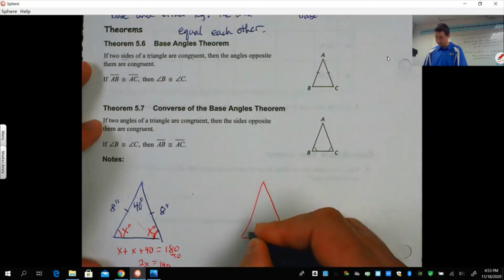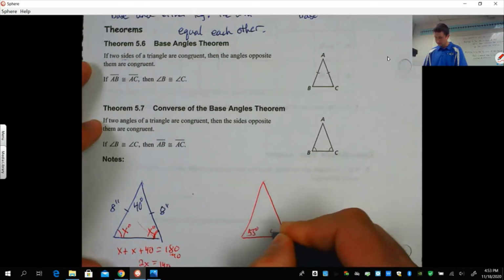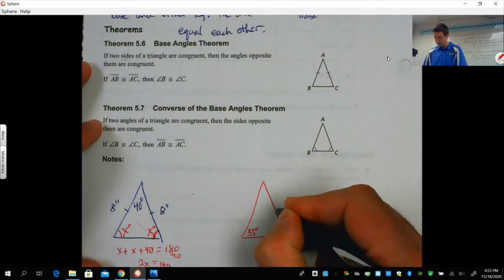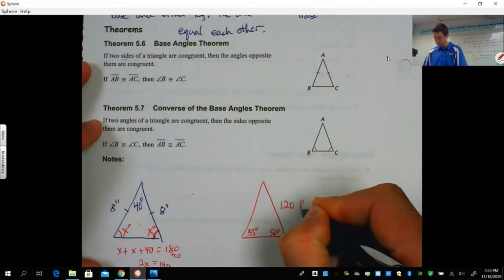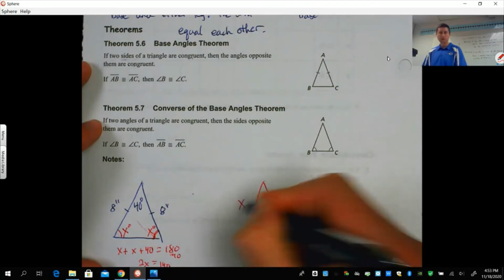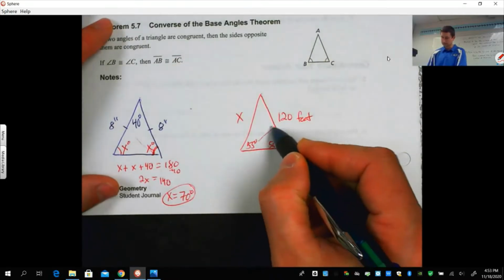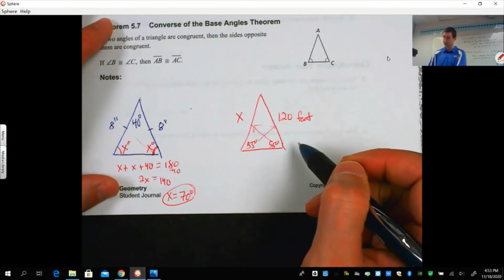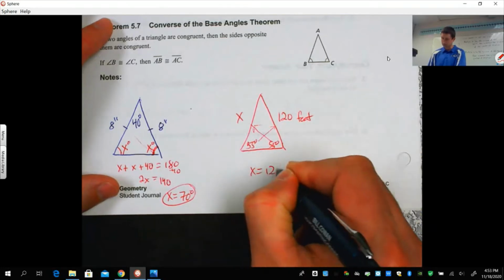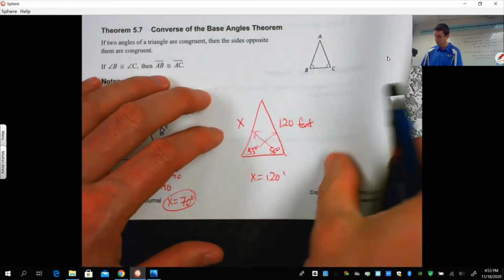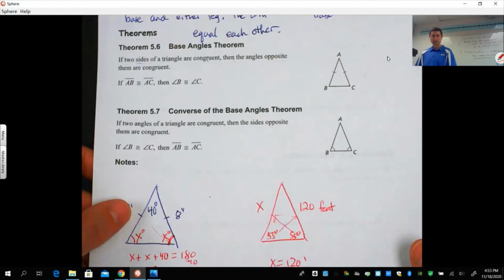So let's say this is 55 degrees and this is 55 degrees. This is 120 feet, and they want to know what that is. Well, these two are congruent. That means this side and this side, those are the ones opposite, have to be congruent, so x equals 120 feet. Okay, so those are your isosceles triangle theorems.